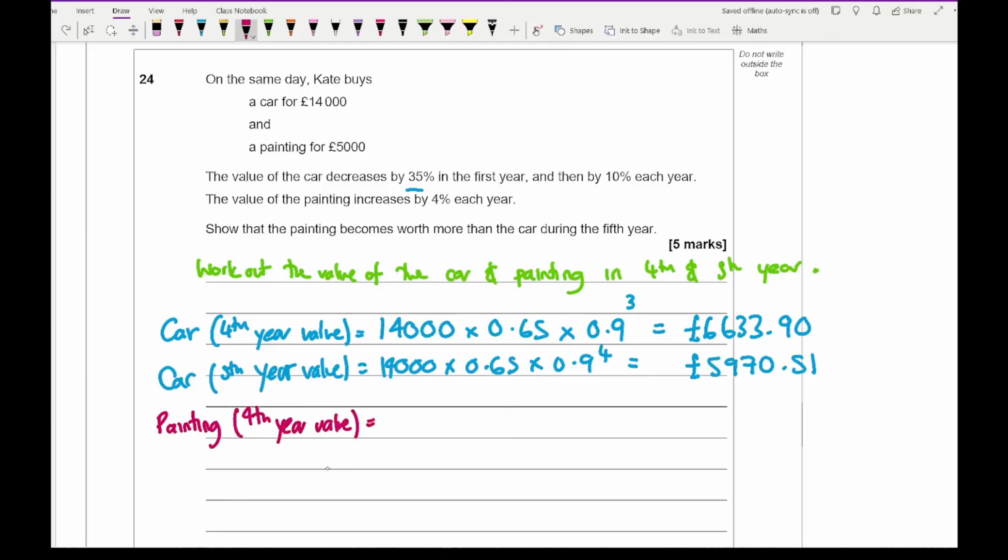Now if I then do the calculations for the painting in terms of the 4th year value, this one's going to be relatively straightforward. It's going to be 5,000 multiplied by a percentage increase of 4%, so that's going to be 1.04 to the power of 4. So 5,000 times 1.04 to the power of 4 comes up as 5849.29, and that's to 2 decimal places. So you can see in the start of the 4th year that the car was still worth more.